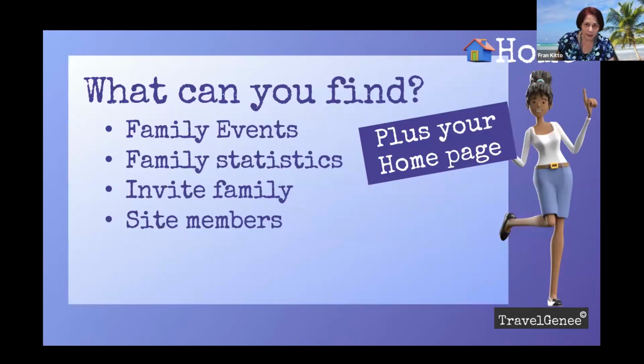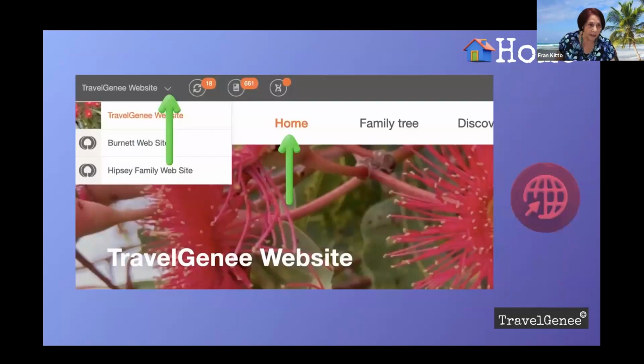What can you find in the home section? It has the little drop-down menu: family events, family statistics, invite family and site members. So in this home section, I see that there's the opportunity to promote and engage and communicate with your family and others to help progress your family history. And while there are these drop-down menu items that I've just mentioned, you also need to look at what is under the link home. This is the main home link here, pointing up to the green arrow, and the pretty flower pictures, that's the one that I've loaded up. So start your investigation here.